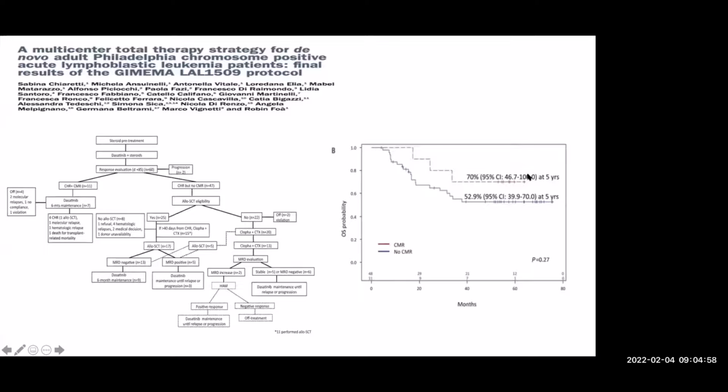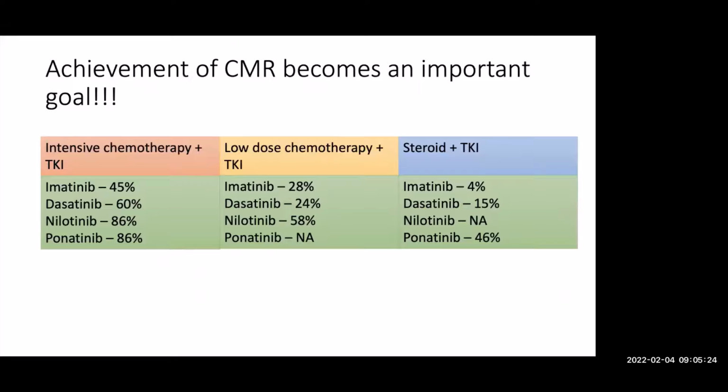The patients who had achieved CMR had a 5-year survival of 70%, and the patients who did not achieve CMR had a survival of 52.9%. Again, underlining the statement which I had made before about the importance of achieving this particular molecular target. So achievement of CMR becomes an important goal in this patient.